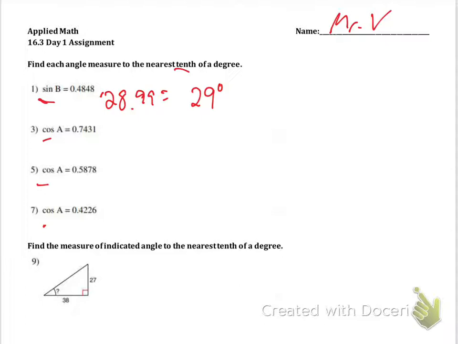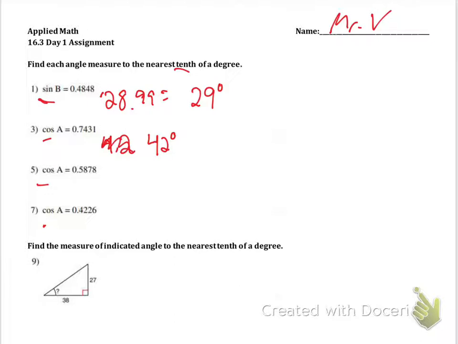Same thing. I'm going to do shift for number 3. Shift cosine, and then 0.7431. That's going to equal 42.00. So it's just going to be 42 even.